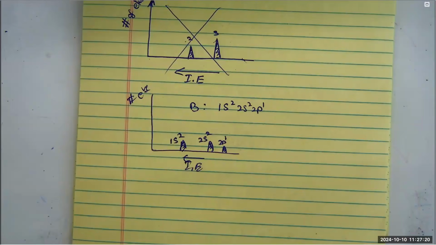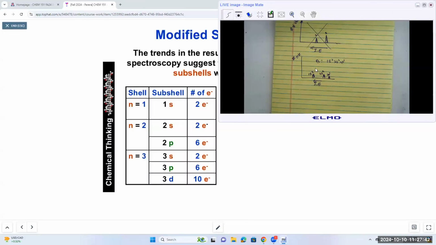Let's do another one. Fluorine. Can you draw the photoelectron spectrum of fluorine and write the electron configuration? Go ahead. Draw the photoelectron spectrum of fluorine. And you might want to pay attention to the capacity. S can only have 2, P can have 6, D can have 10, and F can have 14. So those are the capacities of the subshells.